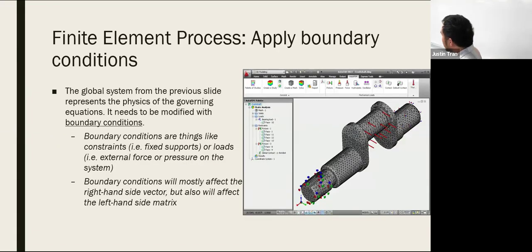The next step here is to apply boundary conditions. If you've taken FEA before, this should be a familiar step, right? Boundary conditions are basically specifications in terms of how the simulation is going to behave at certain areas of your model, okay? Physically, this takes the form of what we call constraints and loads. If you've used ANSYS before, those terms should be familiar to you. If not, we're going to go over it, so no problem. What we're going to do extra in this class is talk about what that actually means mathematically in terms of the linear system that I talked about in the previous slide. Okay.